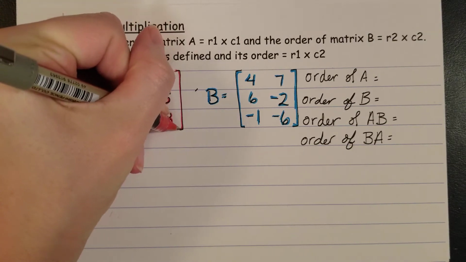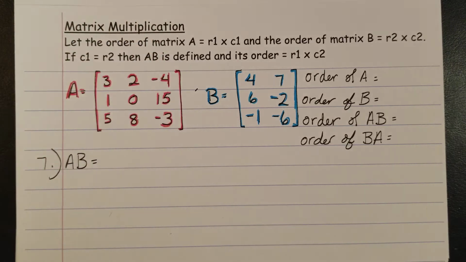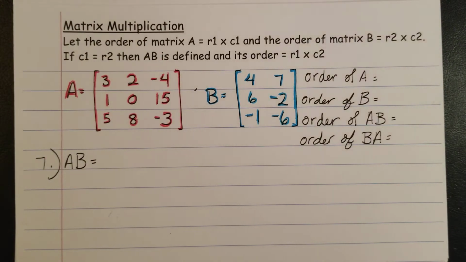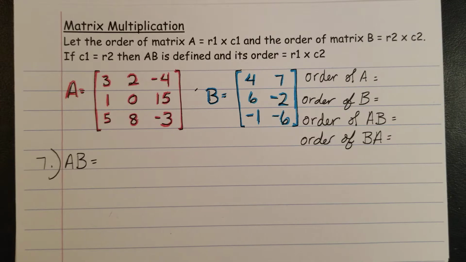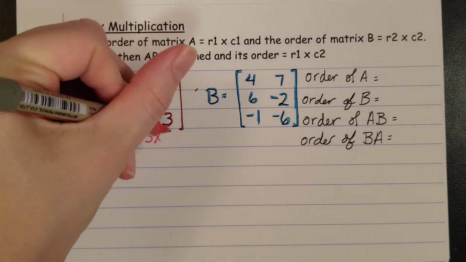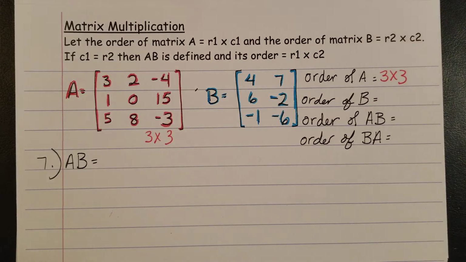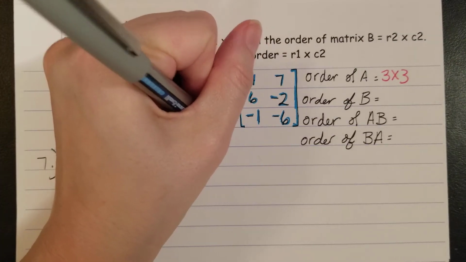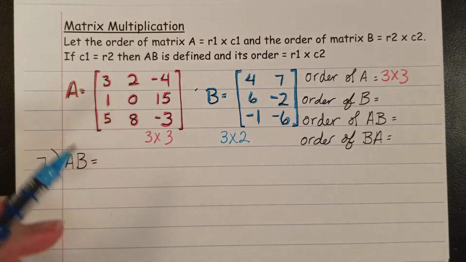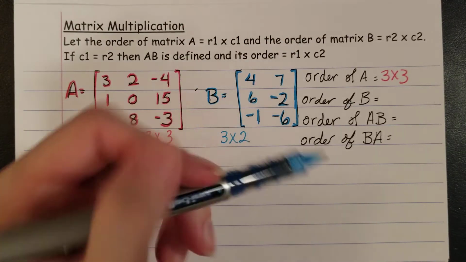First of all, not all matrices can be multiplied with each other. So first we want to check to see, is it even possible to multiply A times B? A, in this example, is a 3 by 3, so the order, or the size, of A is 3 by 3. And then B is a 3 by 2. It's rows by columns: 3 rows, 2 columns.